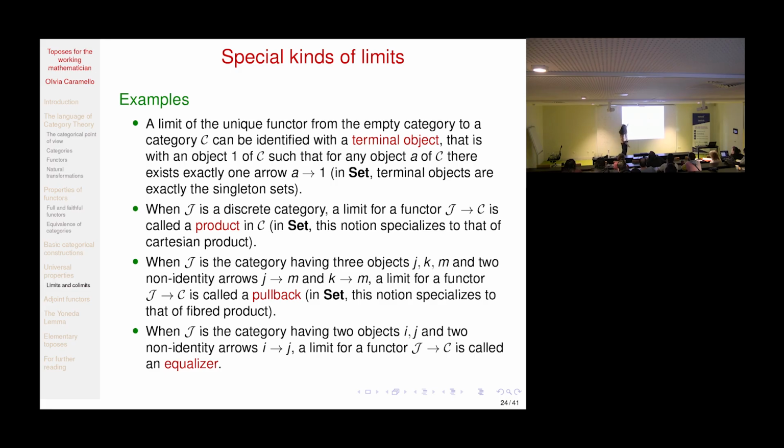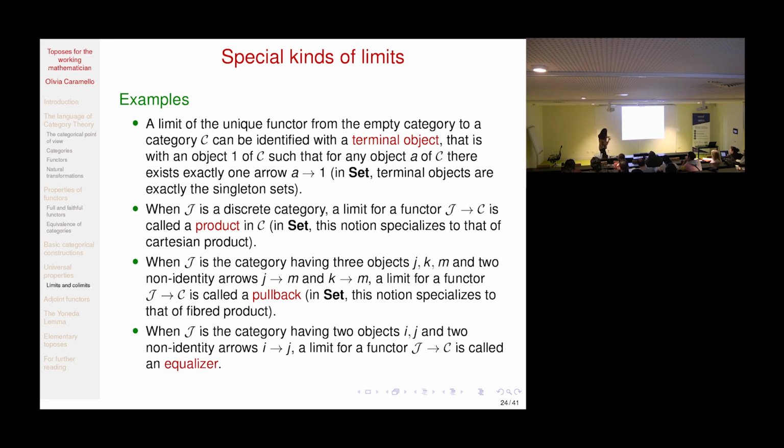Okay, then, of course, if we dualize this notion, we get the notion of initial object. What is the initial object in the category of sets? It is the empty set. If we take the empty set, it has the property that for any set A, there exists a unique arrow from the empty set to A. It is the empty function.